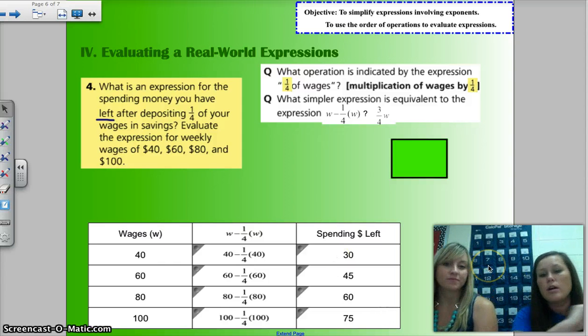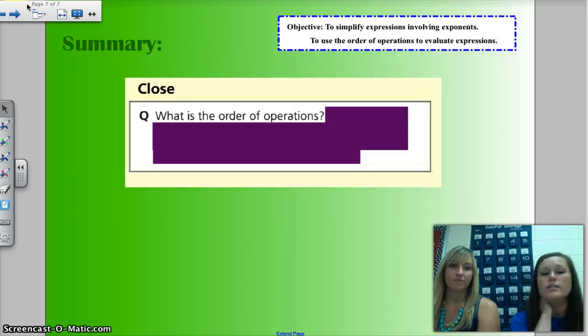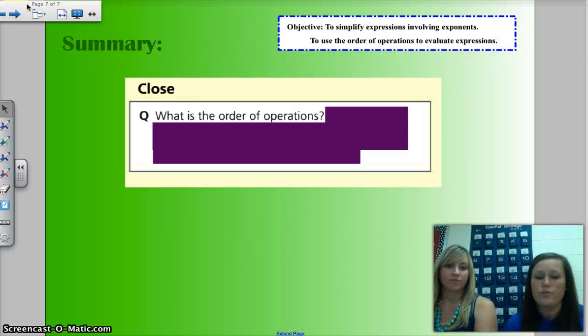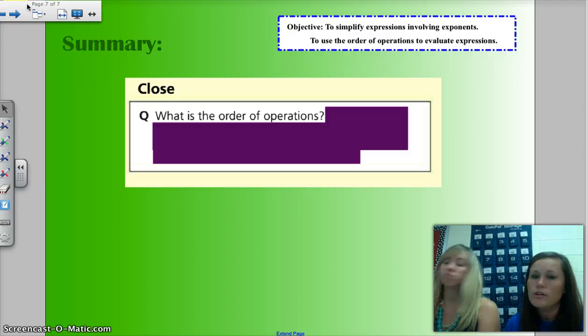All right, guys, tomorrow when you come to class, we need you to be ready to answer this question with your group. What is the order of operations? 8th grade level. You can't just write PEMDAS. You can't write, "Please excuse my dear Aunt Sally." You got to tell us what exactly it is.